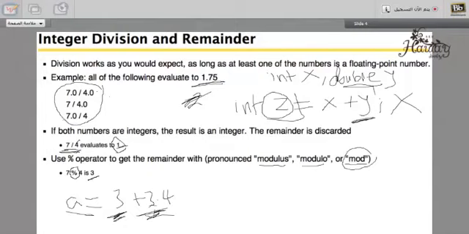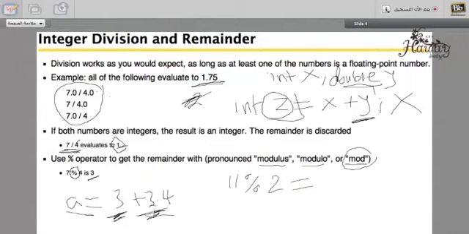Now, what if I say to you 11 mod 2? What would the answer be? 1. Yes, correct. Because obviously in 11 we have five 2s, which is 10, but the remainder will be 1.